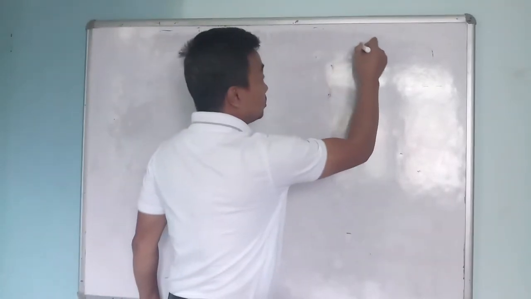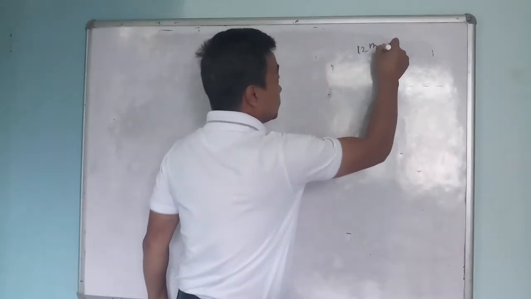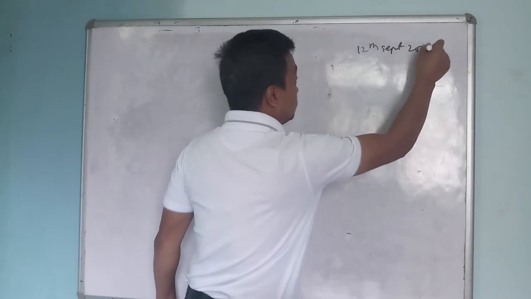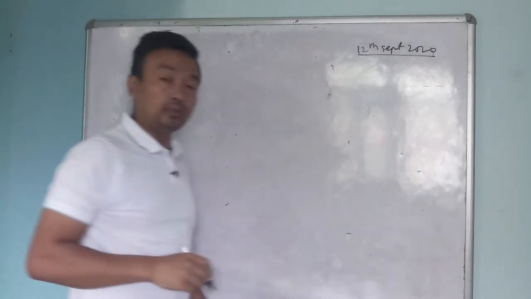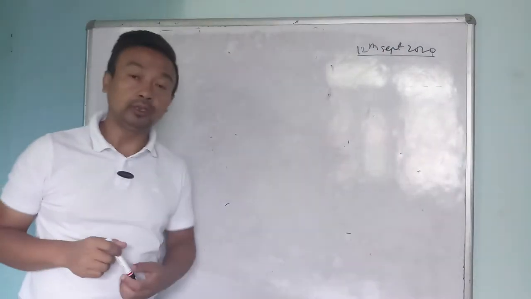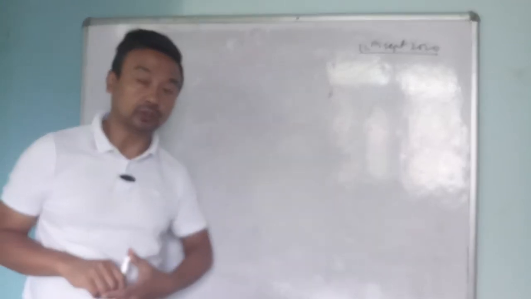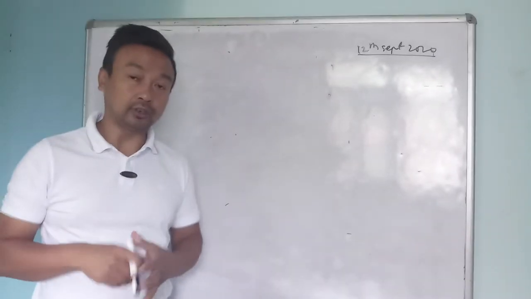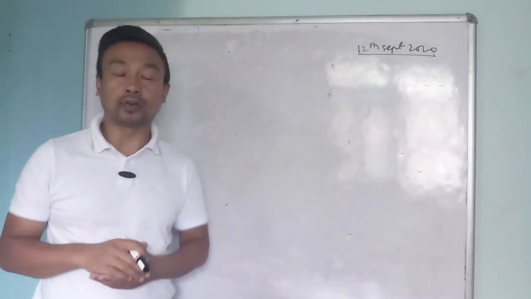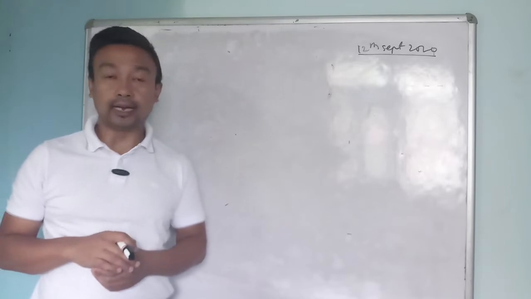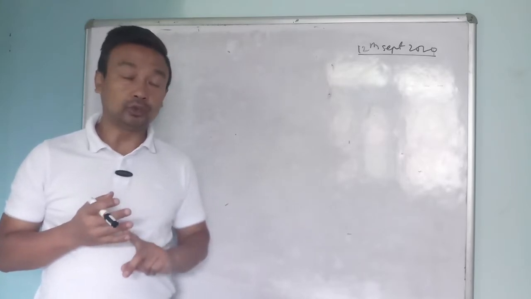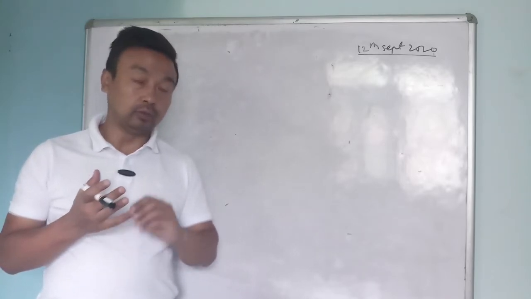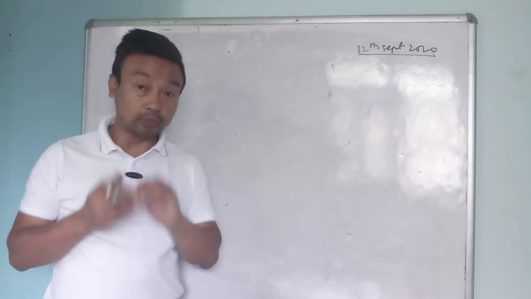Today is 12th September 2020 and we will be continuing heights and distances. In the previous class I just gave you a brief introduction of heights and distances. In heights and distances, two things you have to keep in mind: the observer and the object.